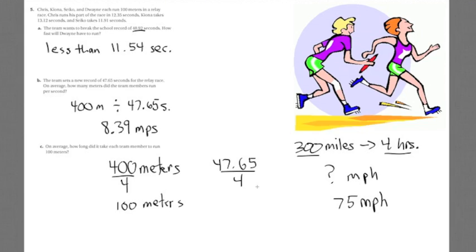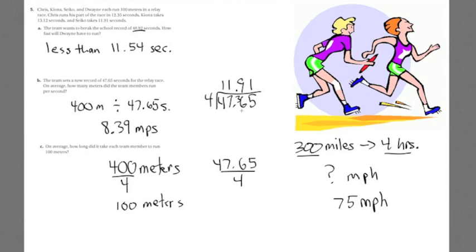So when I do that, I'm going to go ahead and just sort of do it up here. I'm going to get 47.65 divided by 4. I'm going to bring my decimal right up. 4 goes into 4 one time. It goes into 7 one time. There's 3 left over. 4 goes into 36 9 times with none left over. 4 goes into 5 one time. And there's some left over, but I'm going to kind of just stop right there.